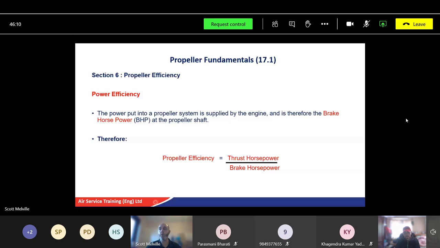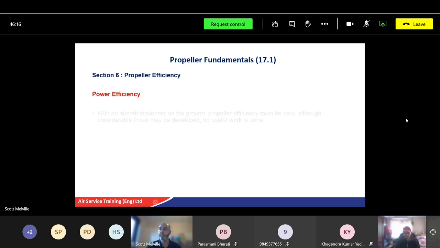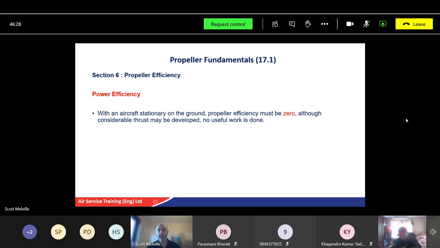Exam-wise, you might just get asked what is the formula for propeller efficiency, and that is what you'd have to remember. With an aircraft stationary on the ground, propeller efficiency must be 0 because it's not going forward. Although considerable thrust might be developed, you get no useful work done. Yes, we're getting thrust from the propeller sat on the ground, but it's not pulling the aircraft forward, so it's not efficient. We class that as no work done.